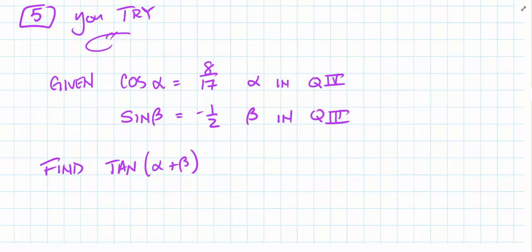Okay, here's the setup. Cosine of alpha is 8/17. Alpha's in quadrant 4. Sine of beta is negative 1/2. Beta is in quadrant 3. What is the tangent of alpha plus beta? Please do the entire process. Please draw the pictures, alpha and beta. Please find the missing sides. Please apply the formula, and then please simplify. You should take about 5-10 minutes.